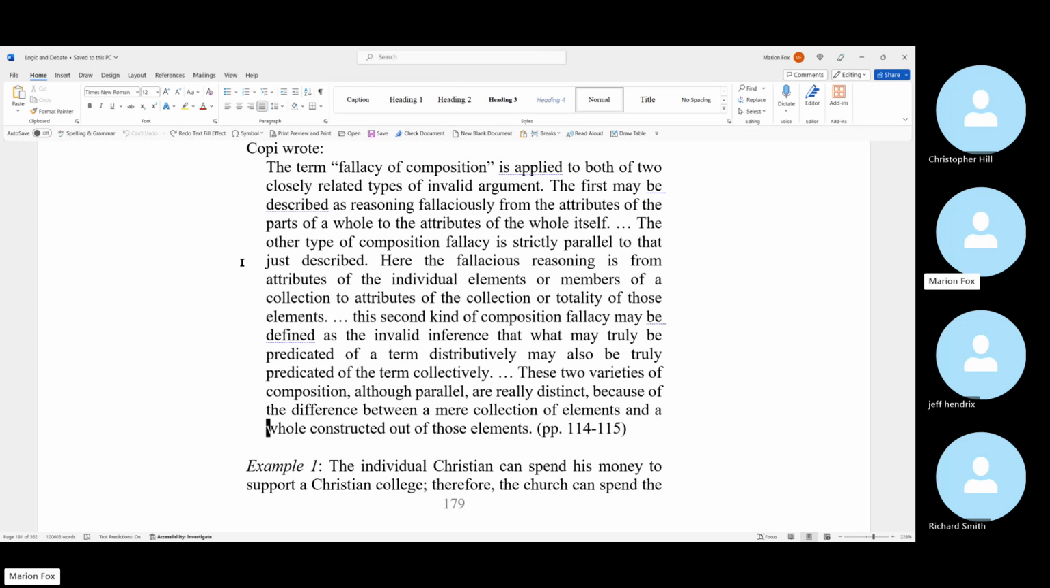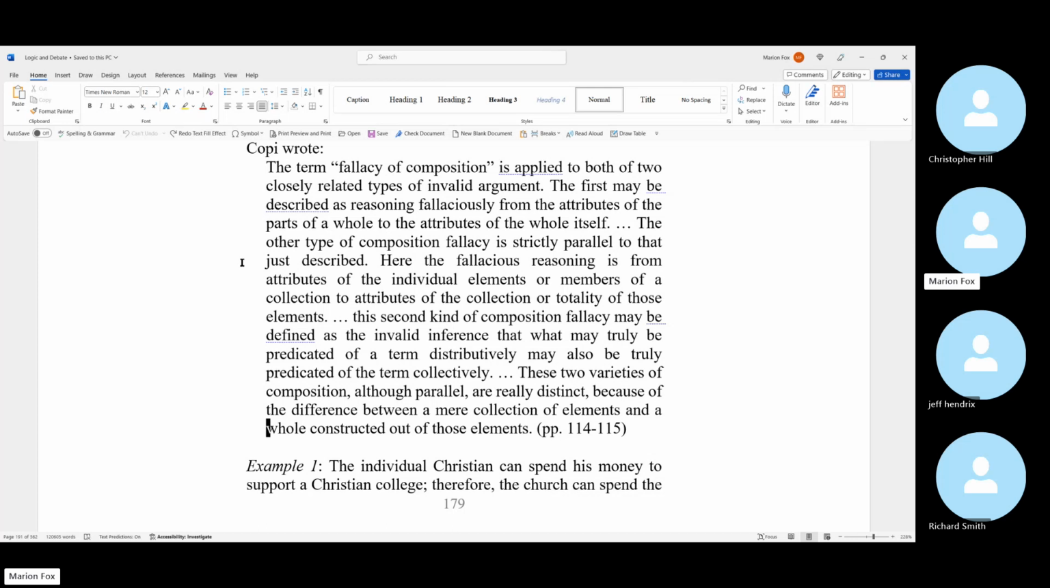The first may be described as reasoning fallaciously from the attributes of the parts of a whole to the attributes of the whole itself. The other type of composition fallacy is strictly parallel to that described. Here, the fallacious reasoning is of the attributes of the individual elements or members of the collection to attributes of the collection as a whole. All right, so we're going to give some illustrations of it.